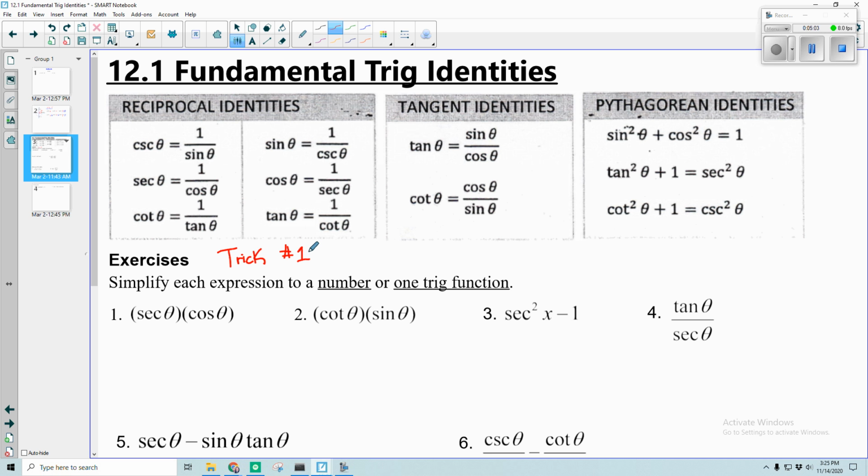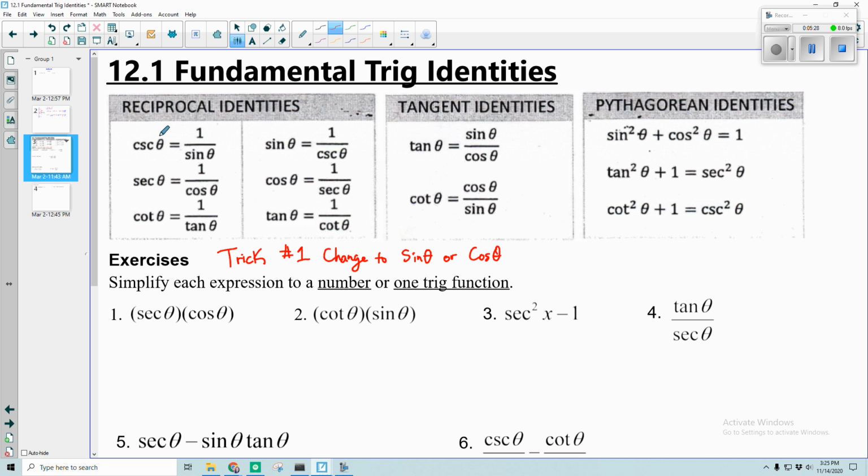to help make the simplifying process a little bit easier. So trick number one, we're going to try to change these expressions to either sine or cosine, okay? So any of these identities where I get the results of sine or cosine are going to be especially helpful to me.